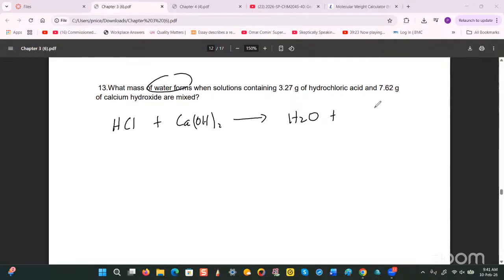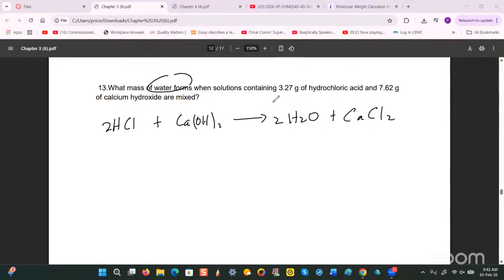Calcium chloride? What's the formula for calcium chloride? CaCl2. CaCl2, very good, right? So that's the unbalanced equation, so now we have to balance it. Okay, so how would we go about balancing this equation? There needs to be two hydrochloric acids. Okay, two HCl. Anything else? Two water. And that's it, right? So you have to do that first before you can do anything else, all right?